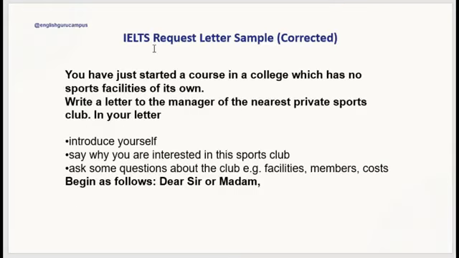So let's start with a sample letter, IELTS request letter sample corrected. So you have just started a course in a college which has no sports facilities of its own. Write a letter to the manager of the nearest private sports club. In your letter, introduce yourself, say why you are interested in this sports club, ask some questions about the club, for example facilities, members, costs, and you begin as follows: Dear sir or madam. I hope it is clear. It's a simple task. Just started a course in a college which has no sports facilities.